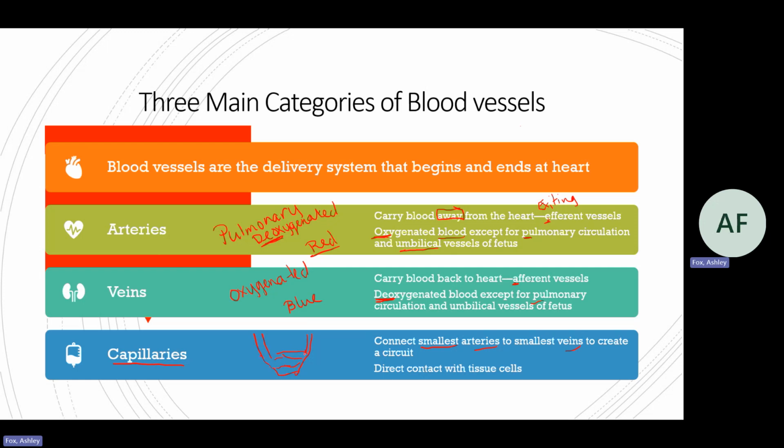One side is going to be the arterial side, one side is going to be the venous side, because this is where exchange is going to happen. It has direct contact with tissues. So this is where oxygen is going to leave and carbon dioxide is going to come back in, nutrients are going to leave, waste products are going to come back in, and then recirculate.